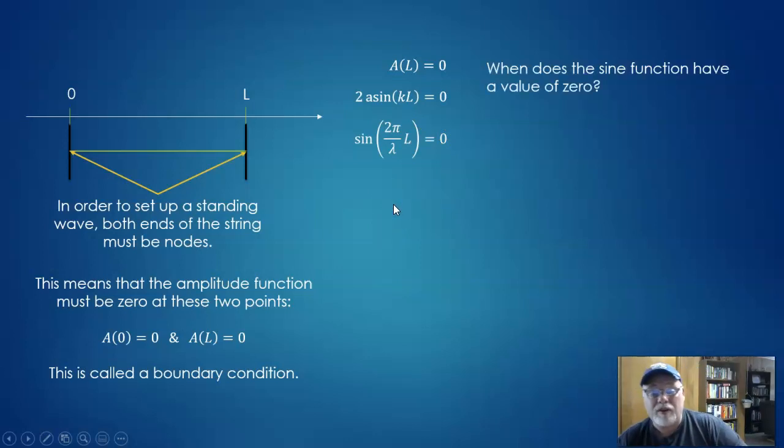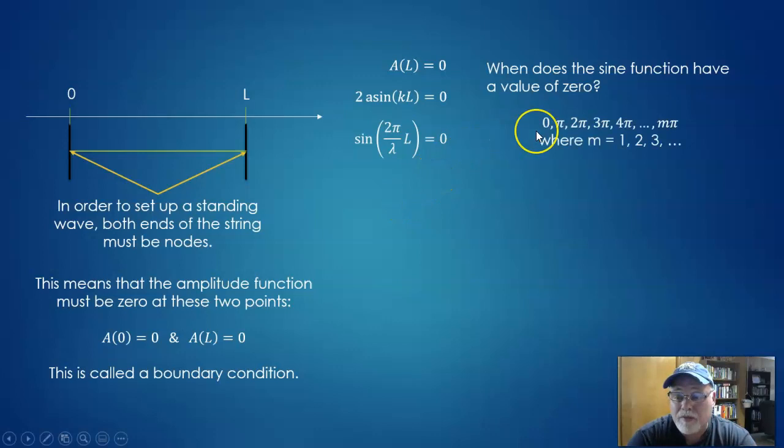Now let me ask you a question. When does the sine function have a value of 0? Well, hopefully you remember from your studies of sine functions, that's going to occur at 0 or pi or 2 pi or 3 pi or 4 pi or any integer multiple of pi, right? So we could write it out as m pi, and m can be 1, 2, 3, 4, and so on, okay? And so what this means is that 2 pi over lambda times L has got to be equal to some multiple of pi. It's got to be equal to 0, pi, 2 pi, 3 pi, 4 pi, or so on.